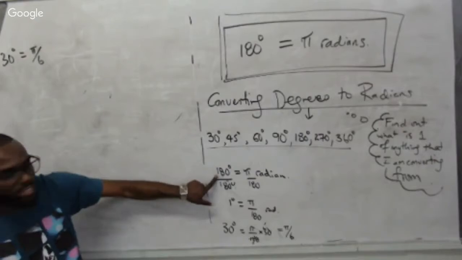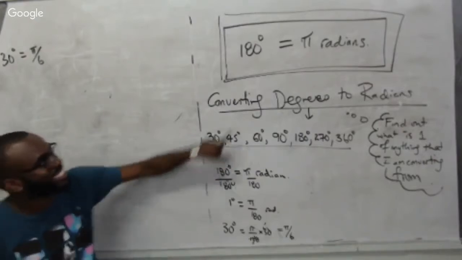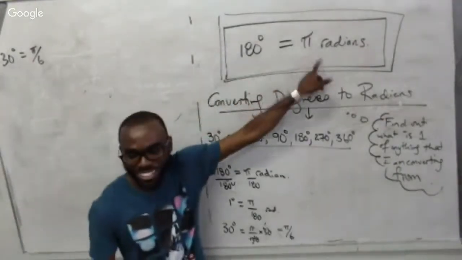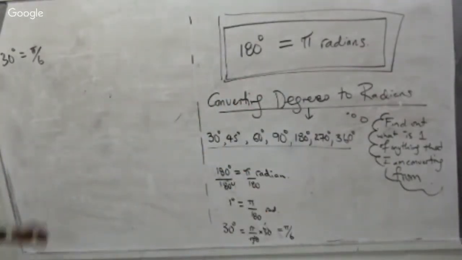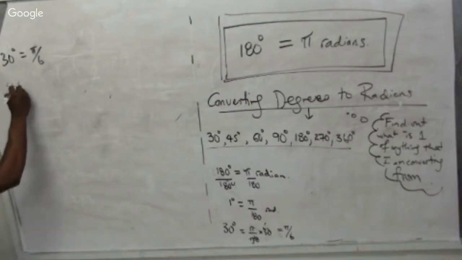What do I need to divide 180 by to get 30? 6. So I divide both sides by 6, and I get pi upon 6 one time. Fair enough? I can say, what do I need to divide 180 by to get 45? That's not too clear, right?